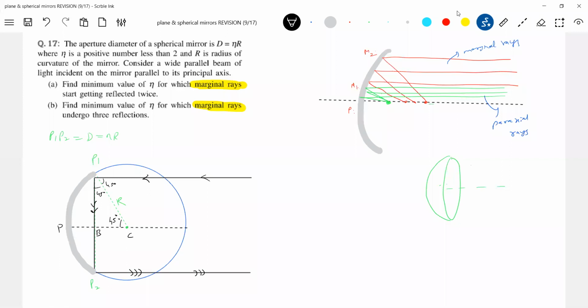Can we calculate the aperture diameter? Sir, he is asking that D, no value of D. How much will P1 P2 be? Root 2R. Okay, P1 P2 is root 2R. Next, find the minimum value of eta for which marginal rays undergo 3 reflections.